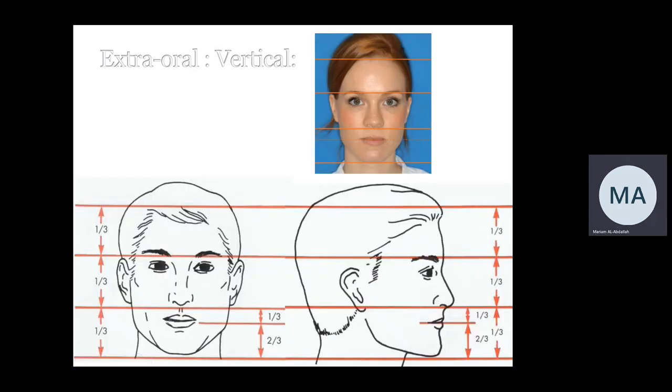Now we come to the skeletal pattern in the vertical dimension, and we can assess this in two ways, linear assessment or angular assessment.